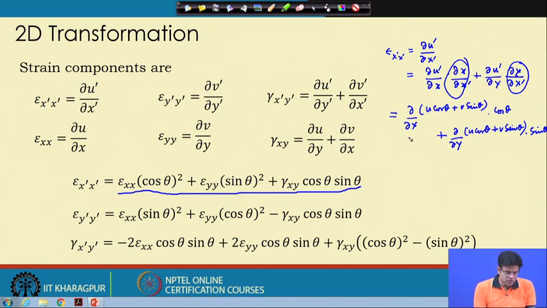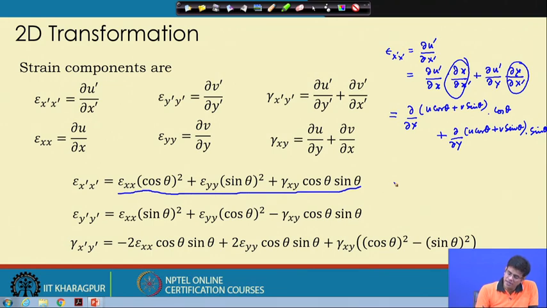So del u by del x will be the first term, cos square theta, and then from here will come del v by del y, sin square theta, where it will come here this quantity, and then cos theta sin theta, that is del v by del x plus del u by del y, cos theta sin theta. So this will be 2 times of this. If I write it in engineering strain component, it looks like this.